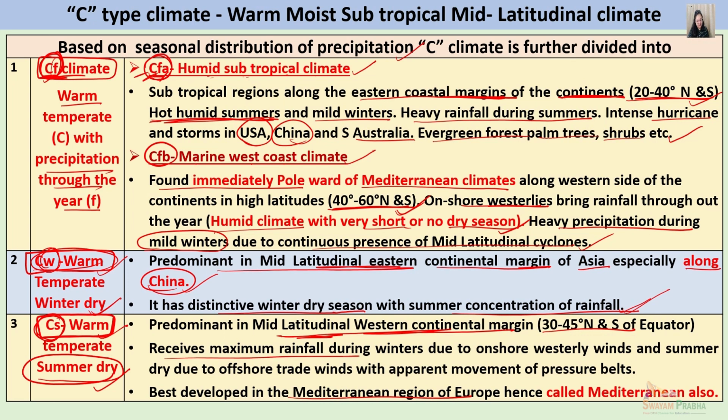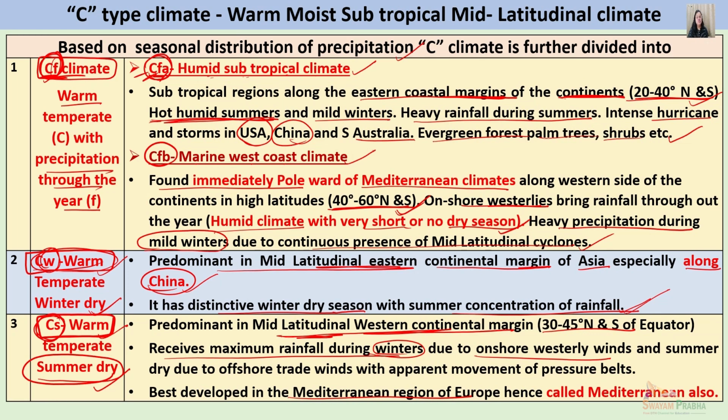It receives maximum rainfall during winters due to onshore westerlies. So we have already covered in module 3 how the pressure belts migrate from the northern hemisphere from north to south, and with the apparent movement of the pressure belts, the wind pattern also changes, which results in the winter rainfall, and these areas are located in those transition zones where the pressure belts migrate.